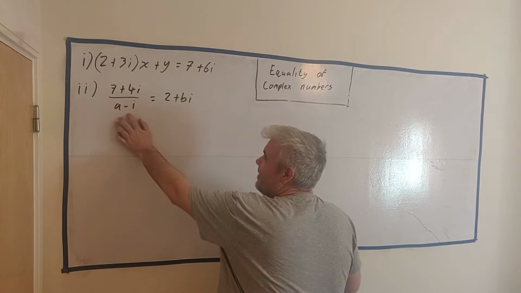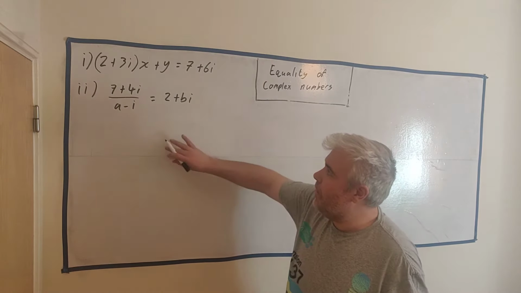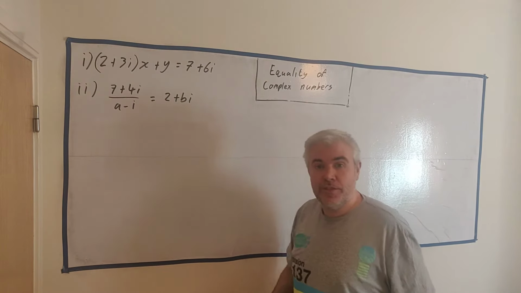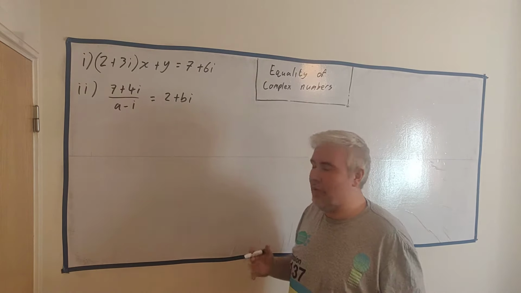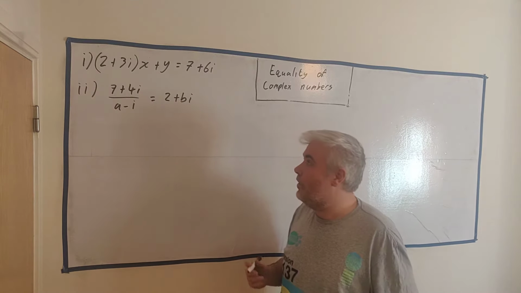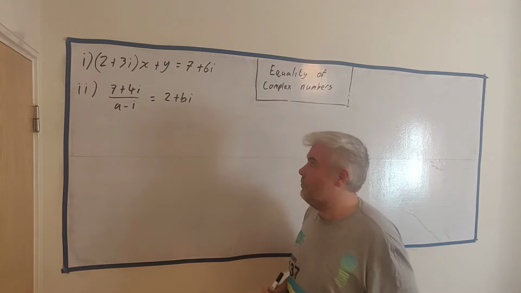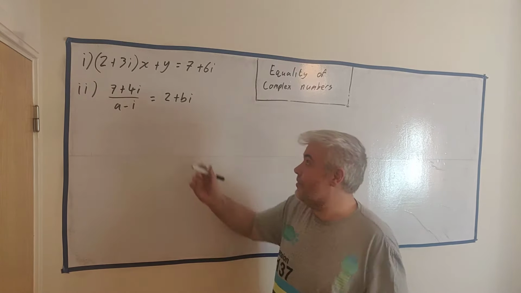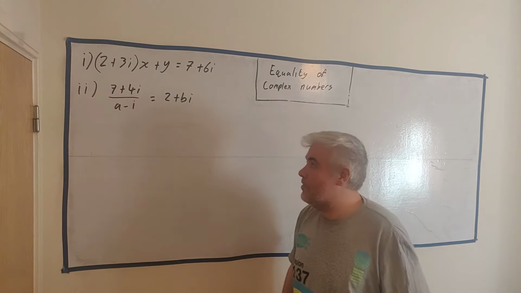I won't bother writing this out again. So just like part 1, I'm going to have to expand this out to have all the real numbers together on the left and all the real numbers together on the right, all the imaginary numbers together on the left and all the imaginary numbers on the right. Now that doesn't mean I can't play around with it first. Just like here, I can multiply it out first.